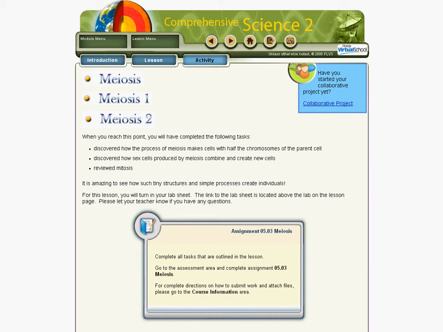For this lesson, you will turn in your lab sheet. The link to the lab sheet is located above the tab on the lesson page. Please let your teacher know if you are having any questions. So for the assignment, you will complete all the tasks that are outlined in the lesson, go to the assessment area, and complete assignment 5.03 Meiosis. For complete directions on how to submit work and attach files, please go to the course information area. Also, don't forget, if you haven't started your collaborative project, there's a link right here that will help to get you started with that.